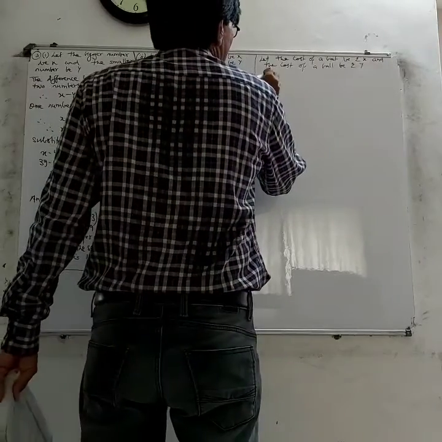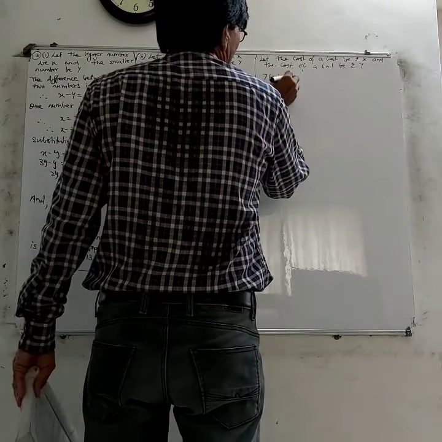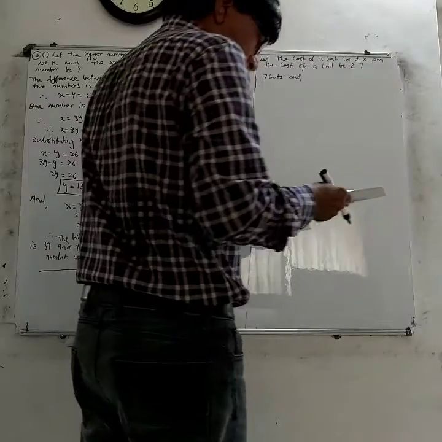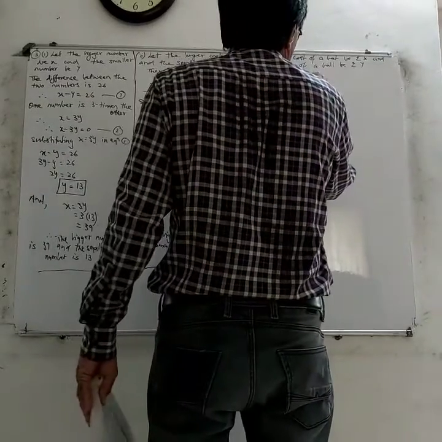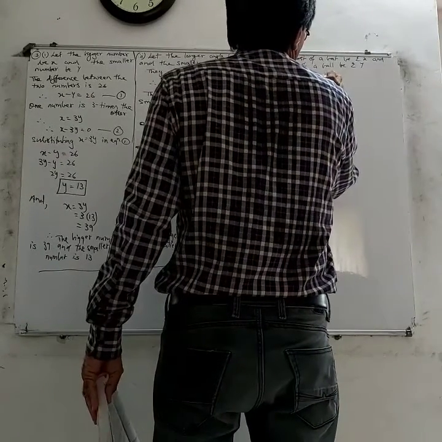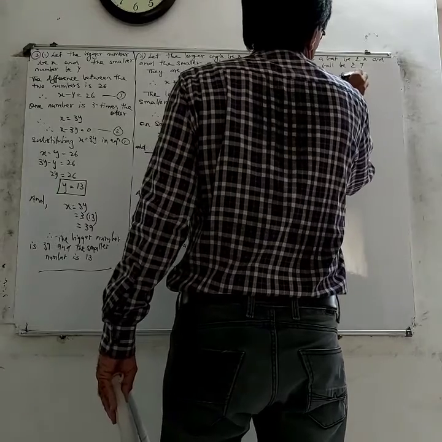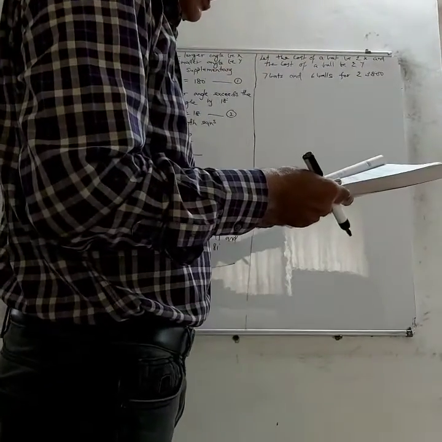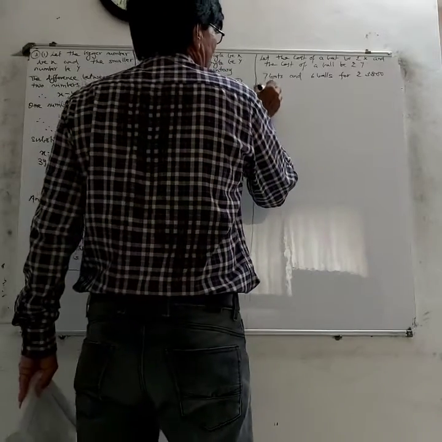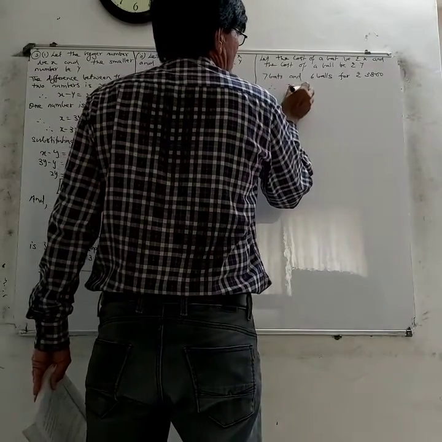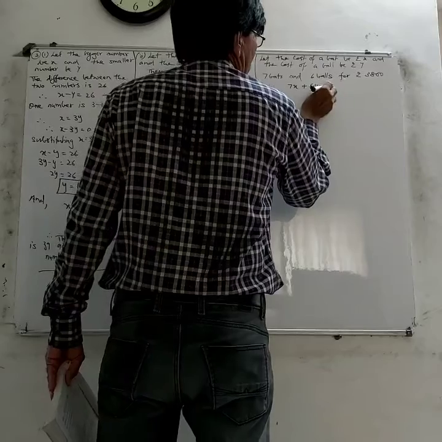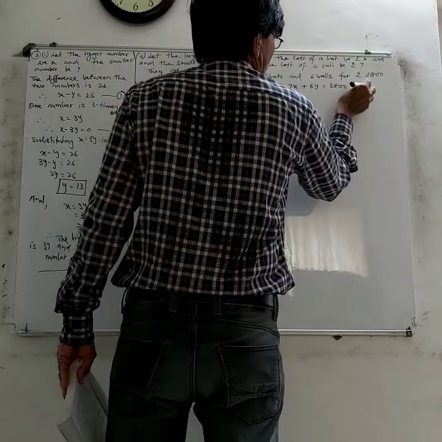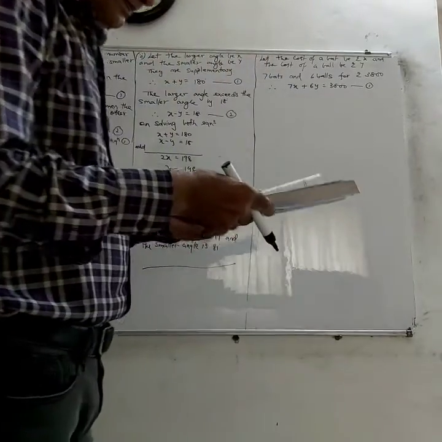7 bats and 6 balls for rupees 3,800. Therefore, 7x plus 6y is equal to 3800. This is equation 1.